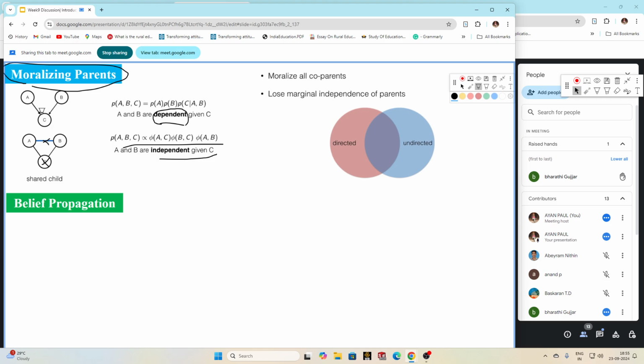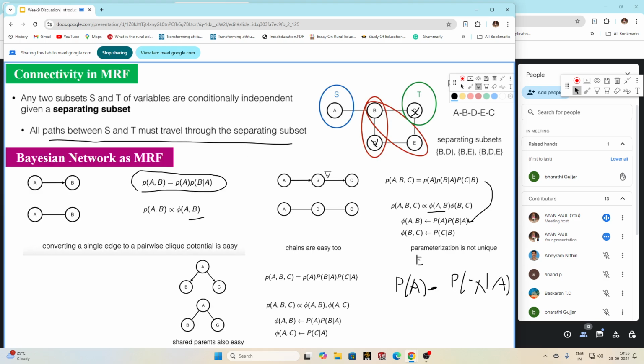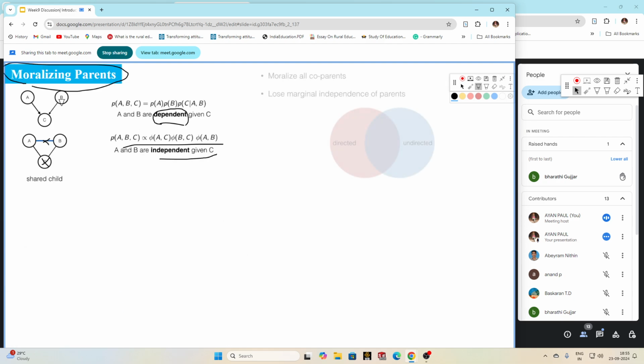In a Bayesian network, we have seen three effects, right? The first two effects are this effect and this effect, and the third effect is this effect. This effect is also known as the explaining away effect. In the explaining away effect, what we have seen is, if the child is given, the co-parents are dependent, not independent. So this is according to our Bayesian network.